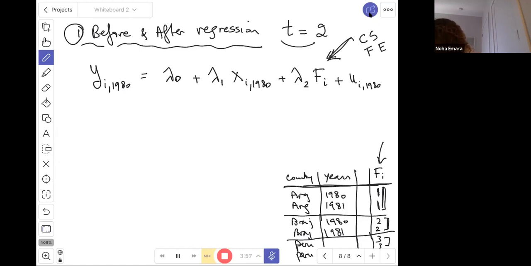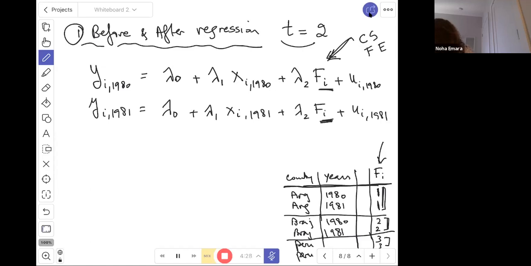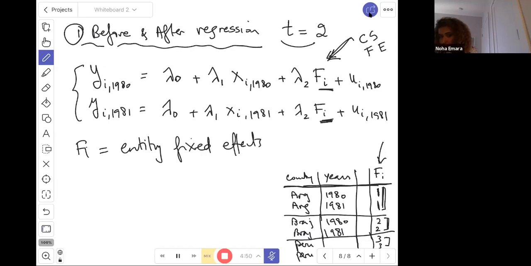So now back to our model, we have 2 years. I'm going to repeat this for the other year, 1981, with the same intercept. It's fixed because it's the same intercept, plus Fi, plus ui for 1981. Remember, I don't need a sub t here because it's the same number, it does not change over time. Fi is the cross-section fixed effects, or more generally you can call it entity fixed effects. Some textbooks call it entity fixed effects, or cross-section fixed effects, whatever you like.